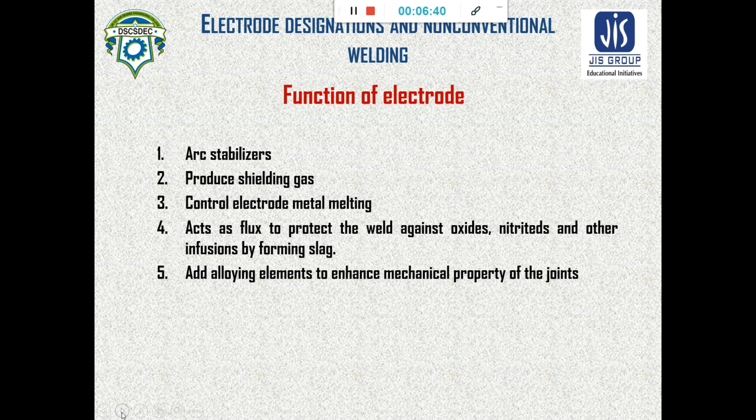So the energy of the arc is very fluctuating, but for welding we need a constant focused energy, and that constant focused stable arc can be achieved by using the flux of the electrode. So the electrode acts as an arc stabilizer first. Secondly, it produces shielding gas. By burning that flux material, that is the coating of the electrode, shielding gas is produced that controls the metal melting.